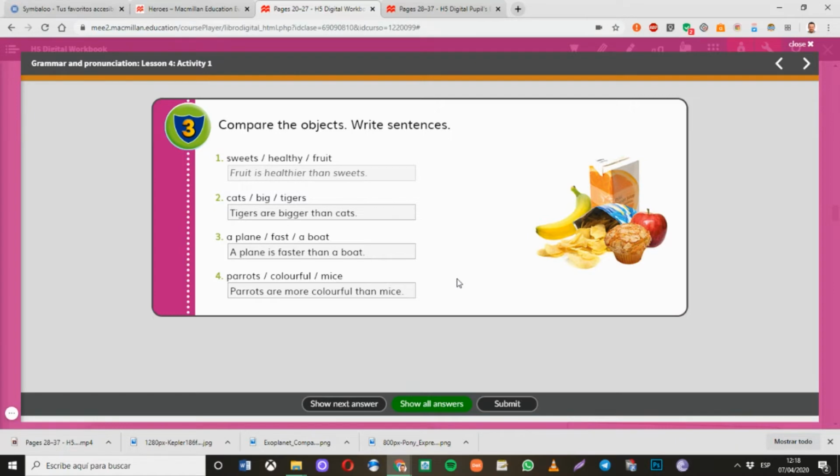Before checking that sentences, look at that. This is one way to form the comparative, and this is the other way. Why? Colorful is an adjective of 3 syllables, colorful. But look at that. Fast, only one. Big, only one. Healthy, 2. Okay? So the 3 first sentences are on the first way with the suffix, and the last one is from the other way with the word more colorful than. Yeah, is it okay? Okay, let's check out.